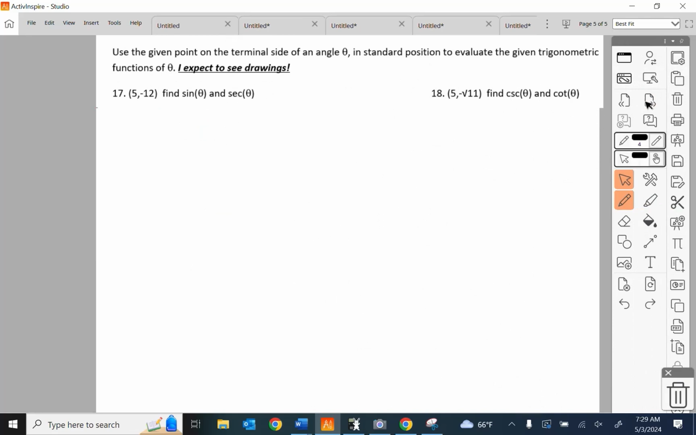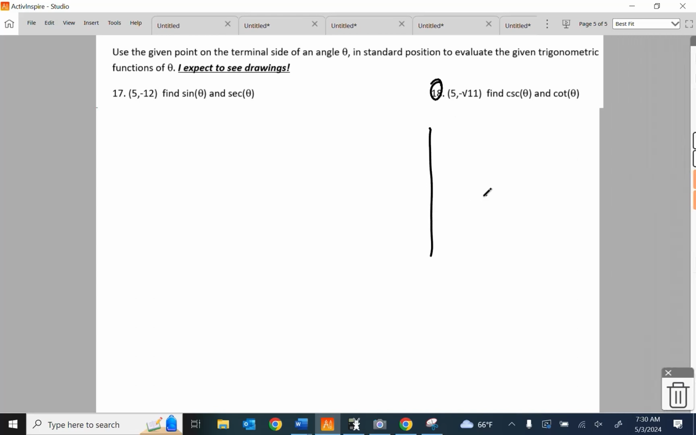Use the given point on the terminal side of an angle in standard position to evaluate the given trig functions of theta, and I expect to see drawings, and these are really, really simple as long as you're willing to draw and you know the Pythagorean theorem. The harder one's 18, so I'll do it.